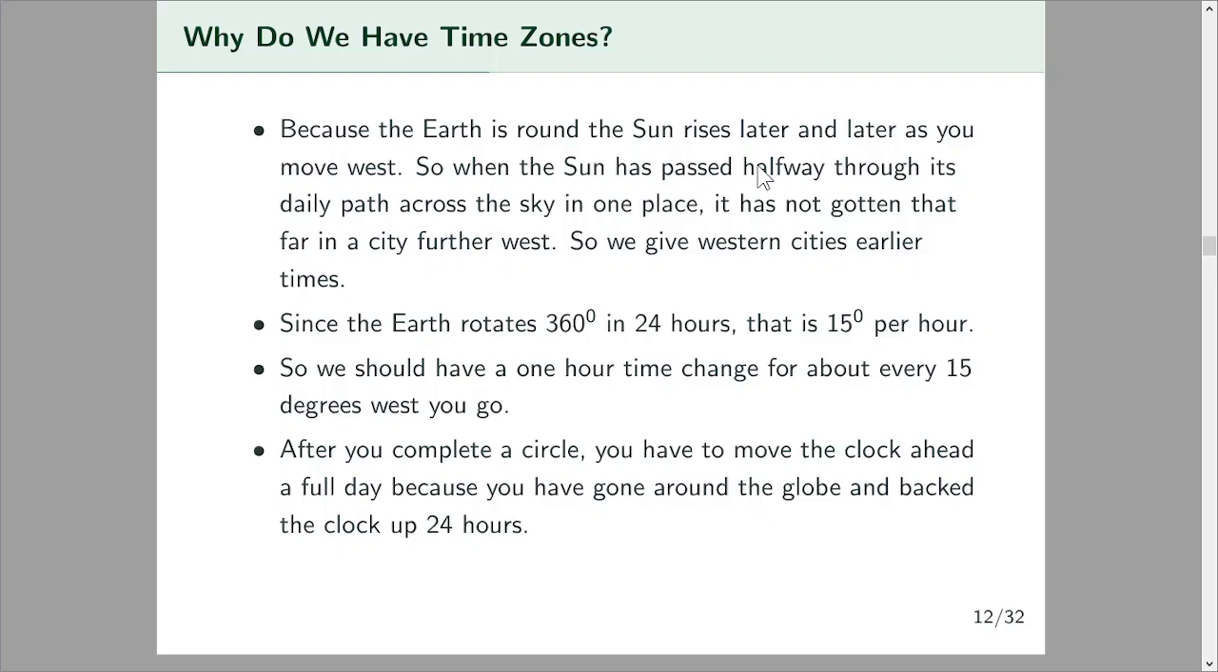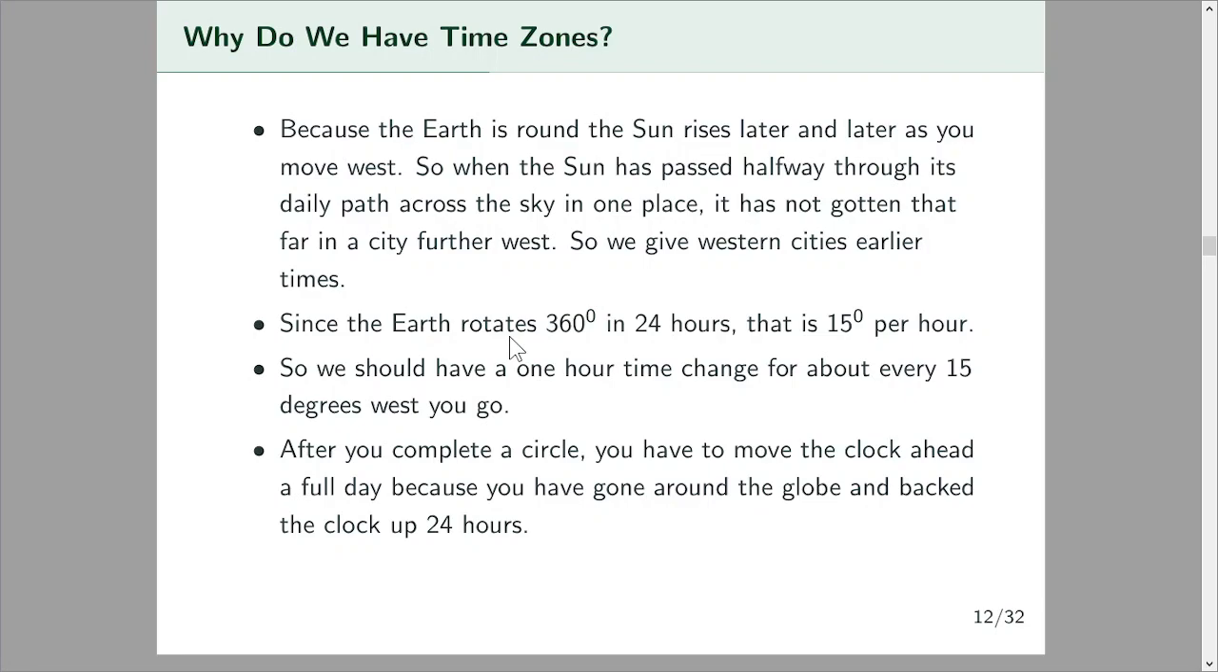So when the sun has passed halfway through its daily path across the sky, it has not gotten that far in a city further west, right? So we give Western cities earlier times. The time it takes the sun to cross the U.S. is about 3 hours, and so we have time zones.